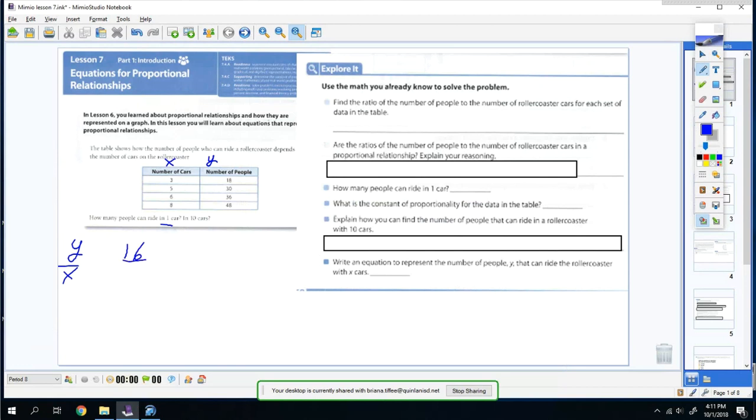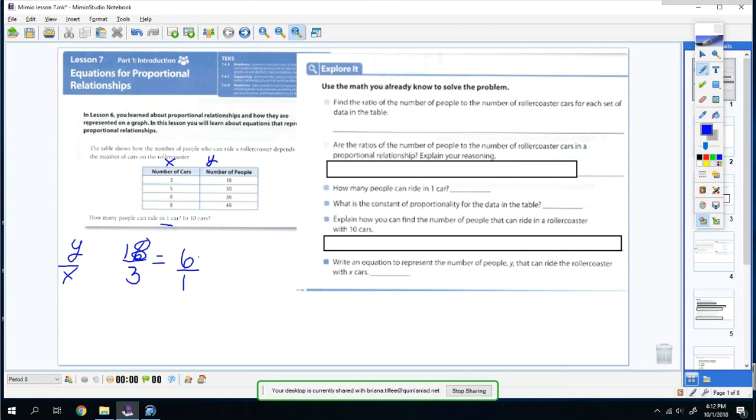So my first ratio would be 18 over 3. 18 over 3 equals 6. So that's my unit rate. For every 6 people, I need 1 car. So 1 car will be 6 people. If I had 10 cars, I'd just multiply by 6, and that would be 60.